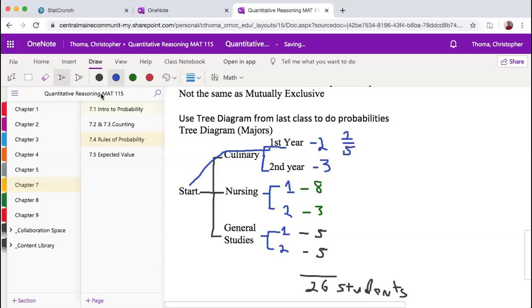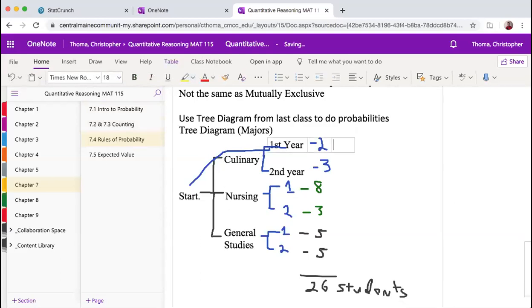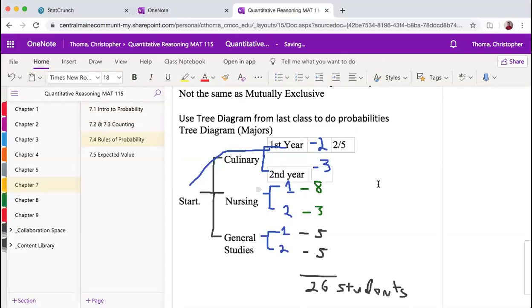That looks more like a 1 than a 2. Let me just type, that'll be easier. So the probability of this event becomes 2 over 5. And then the probability of this event becomes 3 over 5. And what do you notice about those 2 numbers? Complements. Those are complements. They add up to 1. Your tree will always be that way. It has to be a complement.